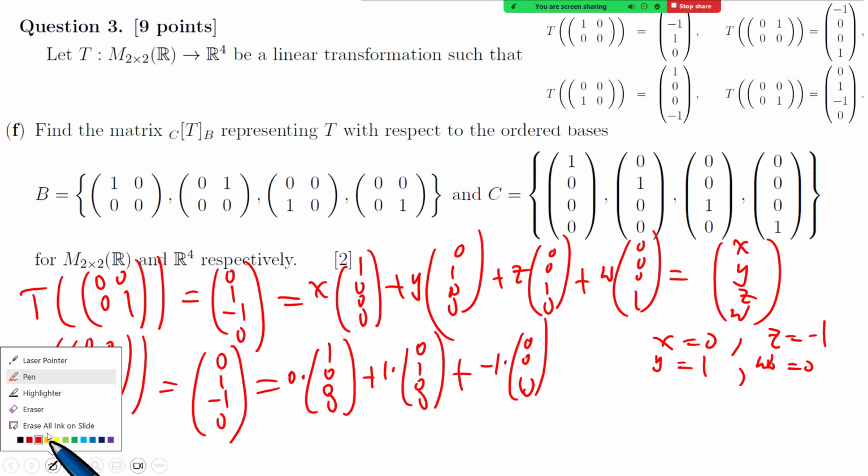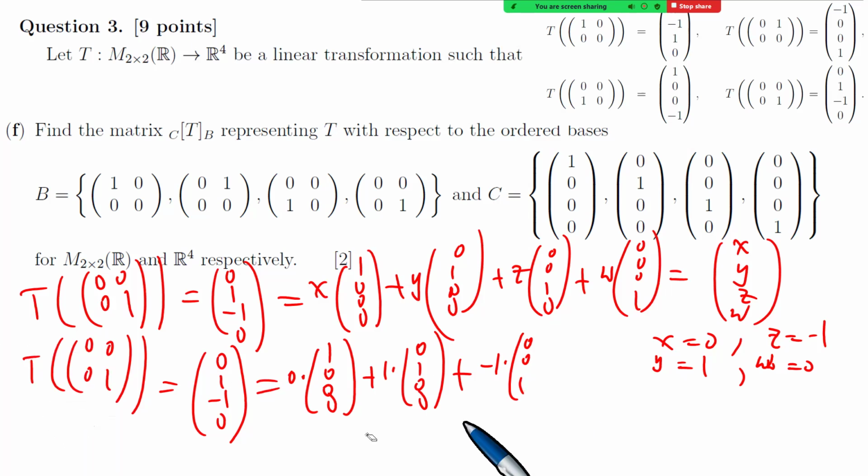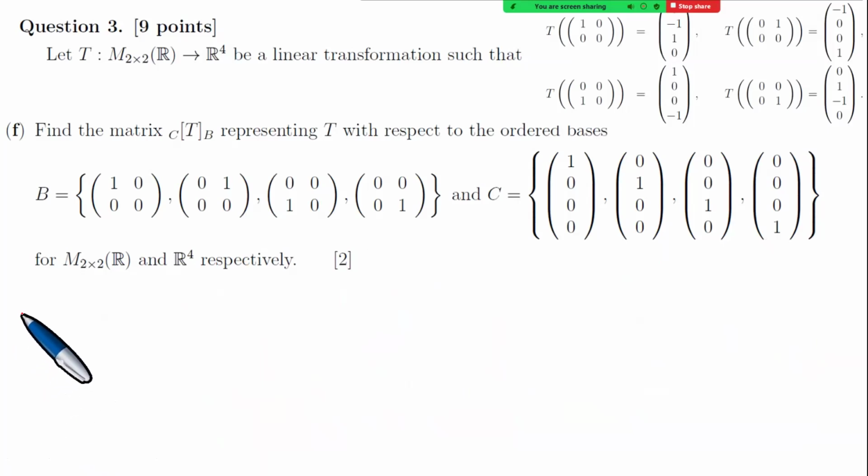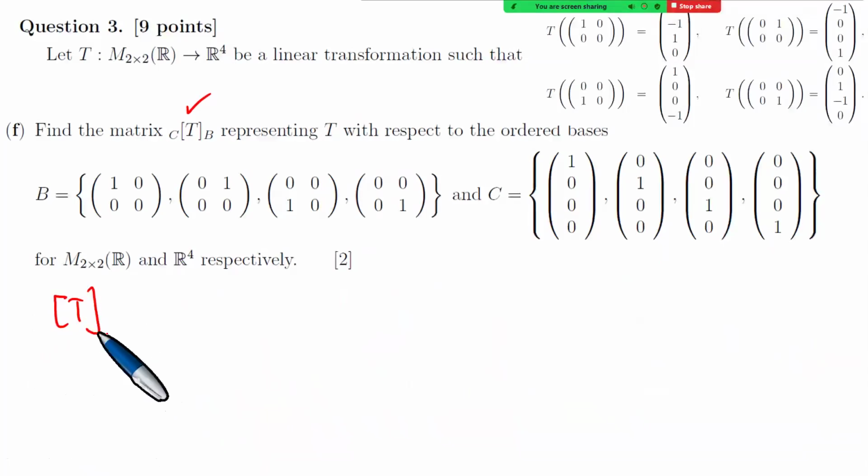Let's write this one clearly. The z is -1, excuse me. And then the w is what? W is 0. Well done. So that's what we have. So what is the matrix representation? The matrix representation like this would be exactly T mapping the basis B to the basis C. You move from B to C.